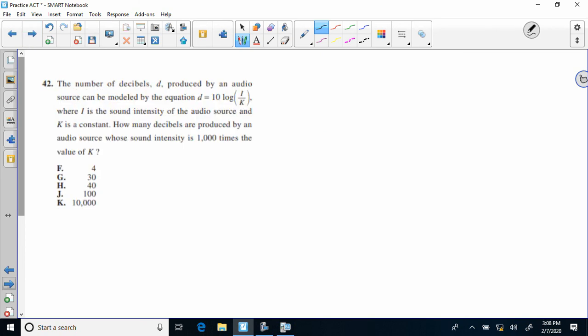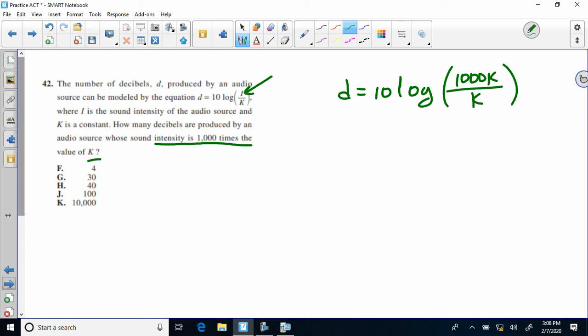42. The number of decibels D produced by an audio source can be modeled by the equation D equals 10 log I over K, where I is the sound intensity of the audio source and K is a constant. It says how many decibels are produced by an audio source whose sound intensity is 1,000 times the value of K. So that means my intensity, this I right here, is 1,000 times K. So this is 1,000 K over K. The bottom was never changed. That K is still in the denominator.